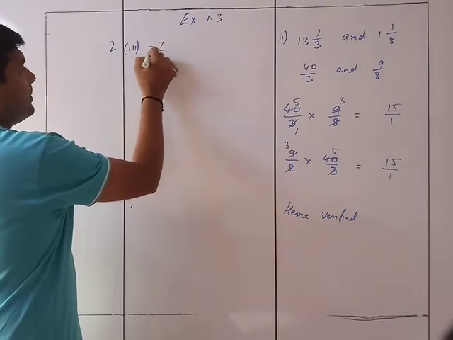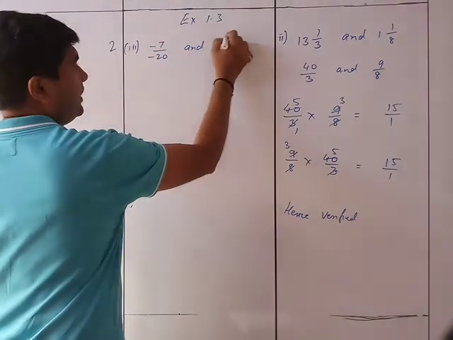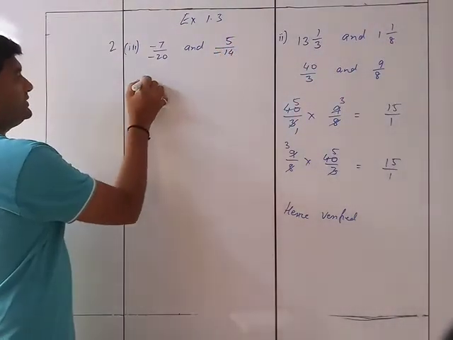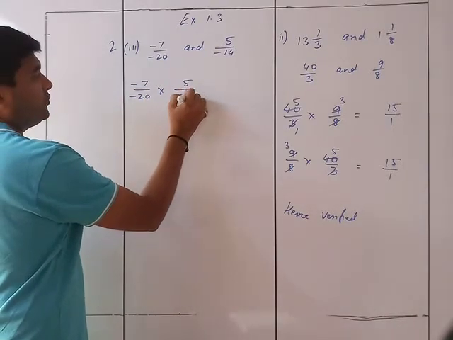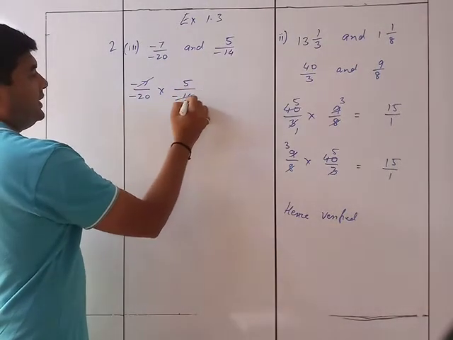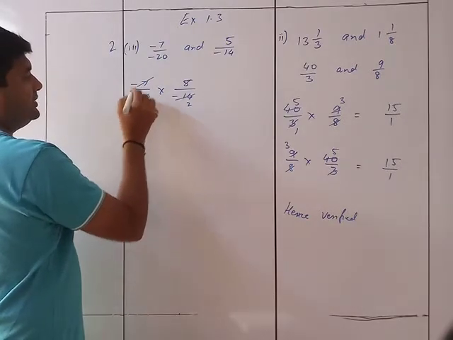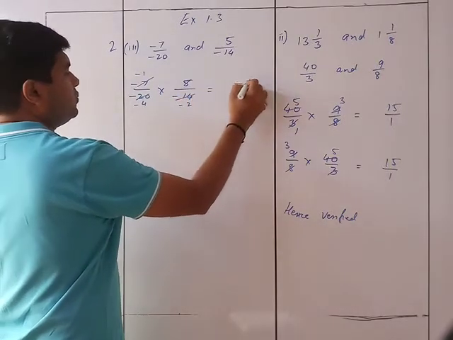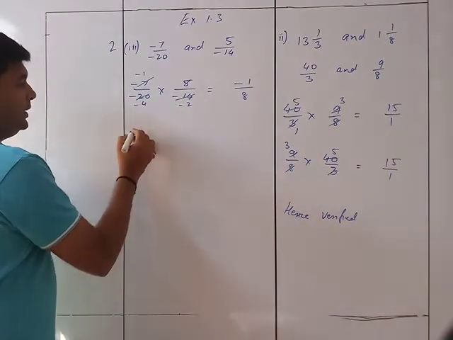minus 7 upon minus 20 and 5 upon minus 14. So we get over here minus 7 upon minus 20 into 5 upon minus 14. 7 and 14, 2s are, 5 and 20, 4s are, so minus 1 and this is minus 2. This gives me minus 1 upon 8. Minus minus is plus, so minus 1 upon 8.